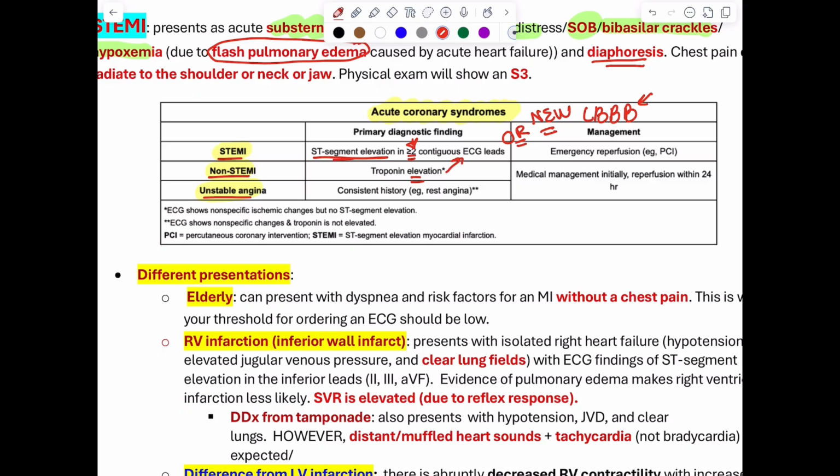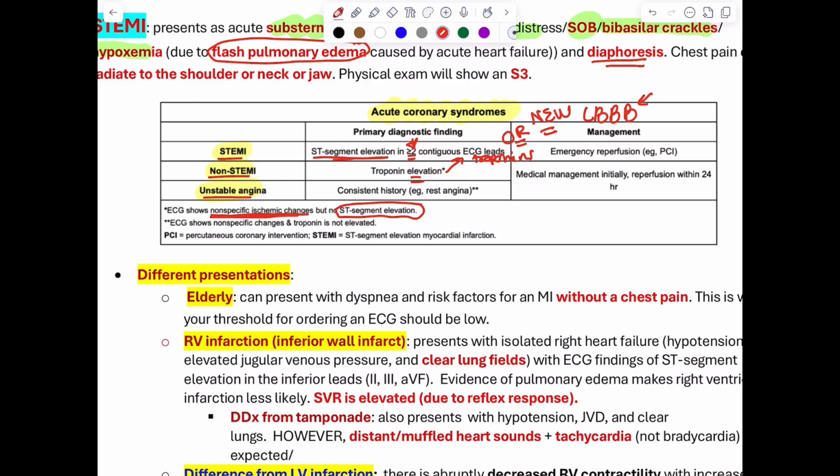But just like a STEMI, there's going to be troponins here too. But the difference is that you're not going to get the ST elevation right here. No ST elevation in nSTEMI, which is why it's called non-STEMI. You're going to get other non-specific ST changes, but it's not going to be elevation, okay?